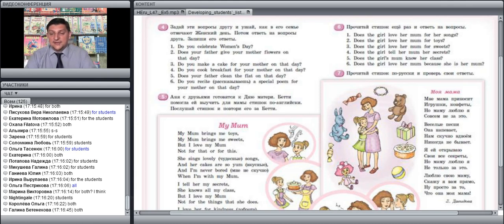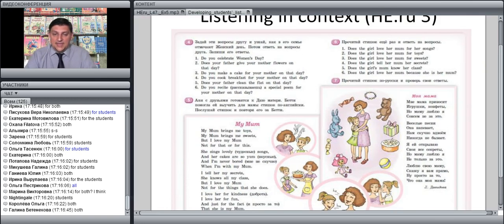And afterwards, students answer specific information questions. And in case somebody hasn't understood something, we give them the original version of this poem. This poem was first written in Russian and then it was translated by Marianne Kaufman, as I see. So let's listen to this poem, shall we?